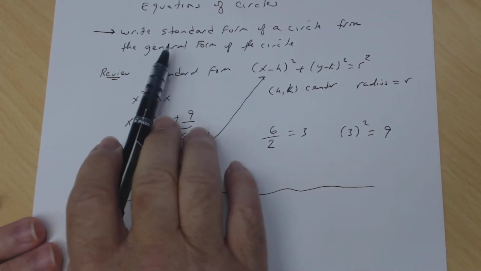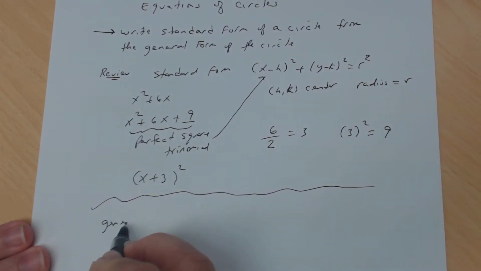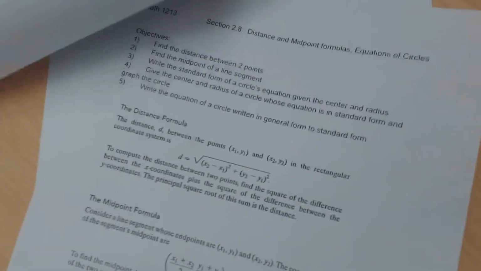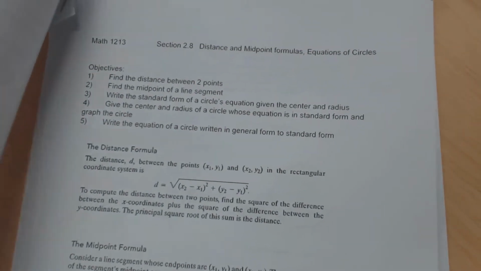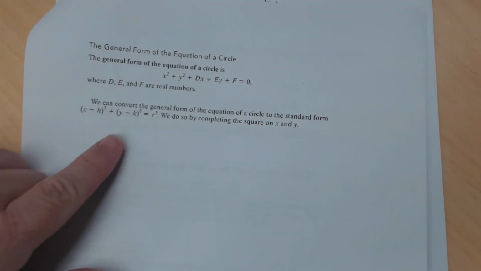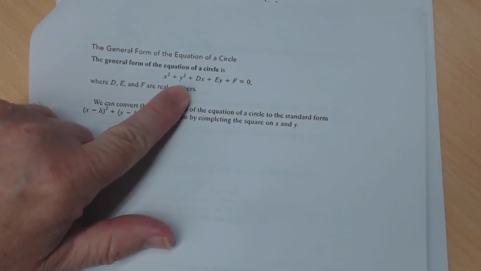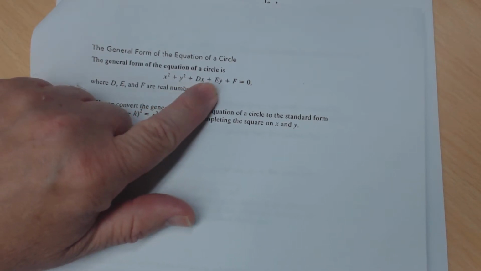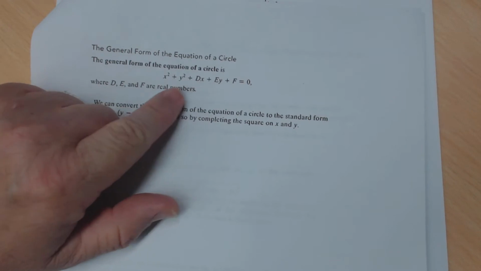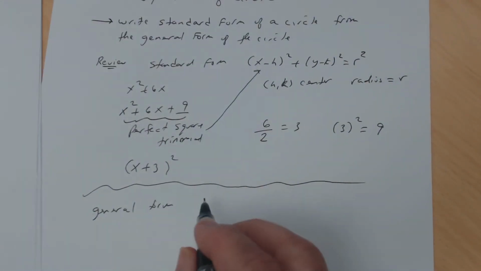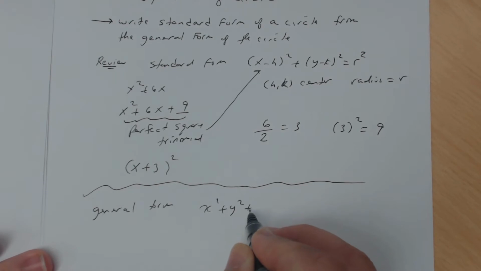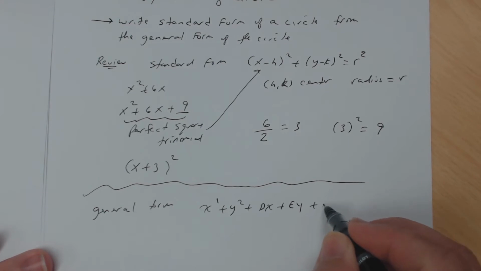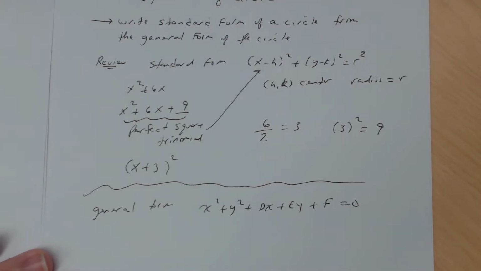Okay, so first of all, let's talk about what the general form of a circle is. If you take out the handout for this lesson on section 2.8, the general form of a circle looks like this: x squared plus y squared, so notice the coefficients of x squared and y squared are 1, plus some number times x, plus some number times y, plus a constant equals 0. So that's the general form.